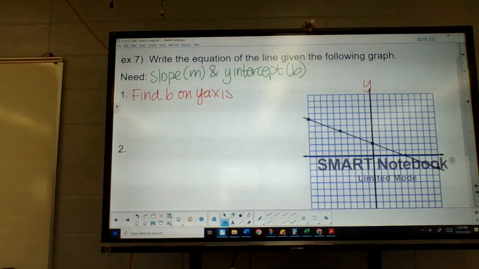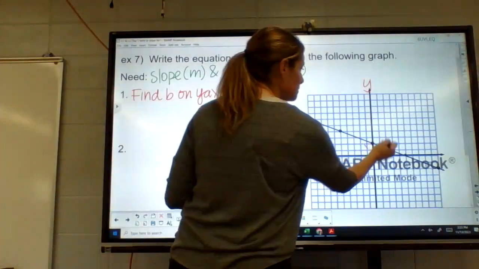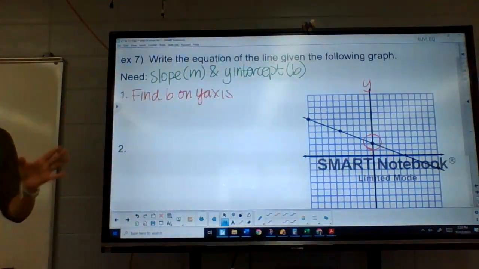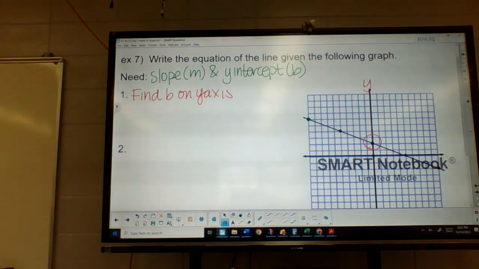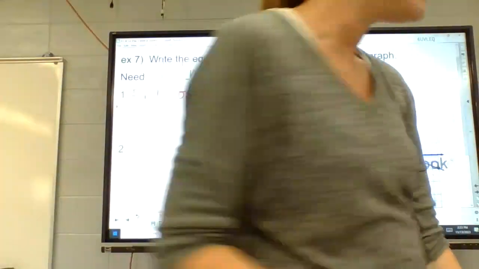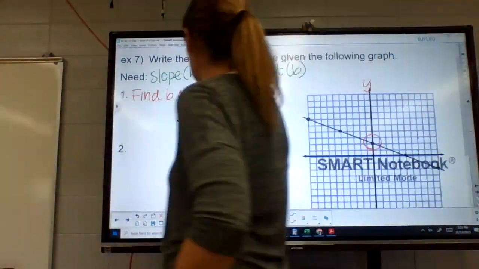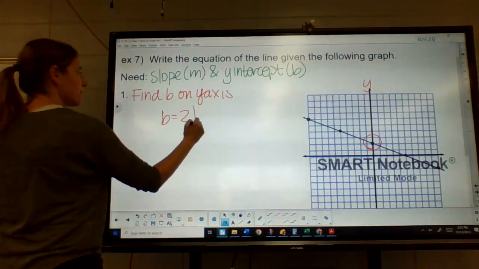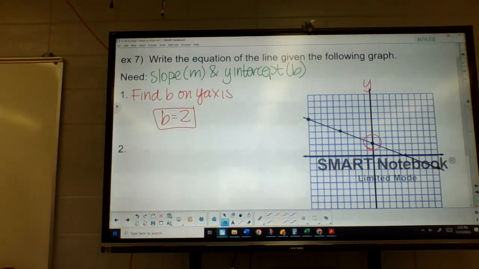So we're going to find B on our y-axis. Remember, the y-axis is the up and down axis. So that's our B. We're going to figure out that B is just 2. So we found our B.